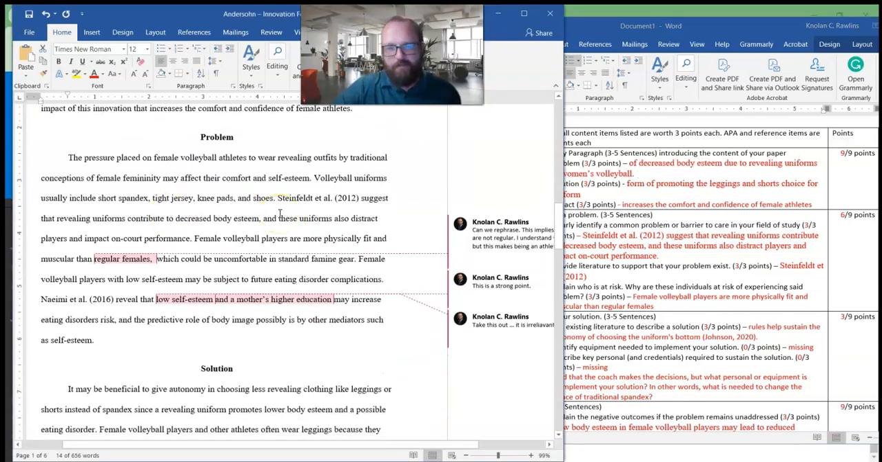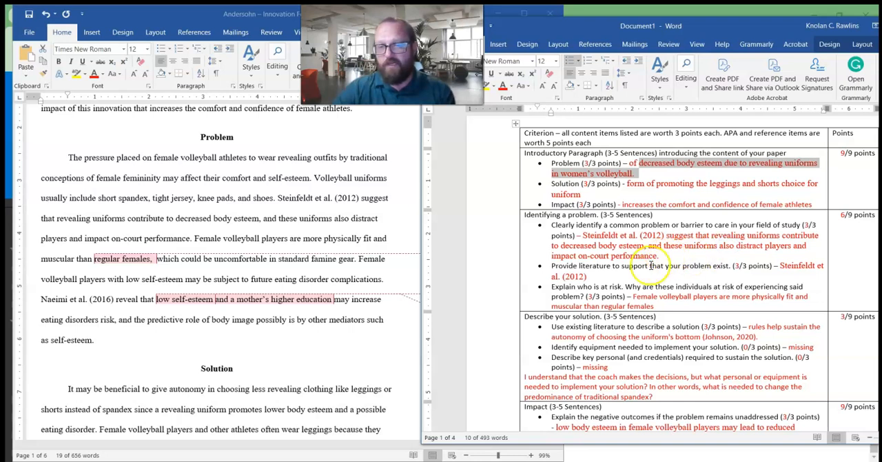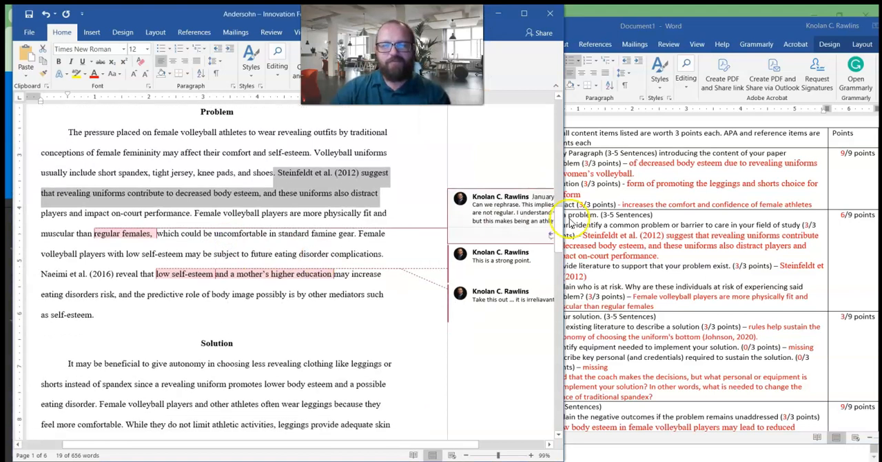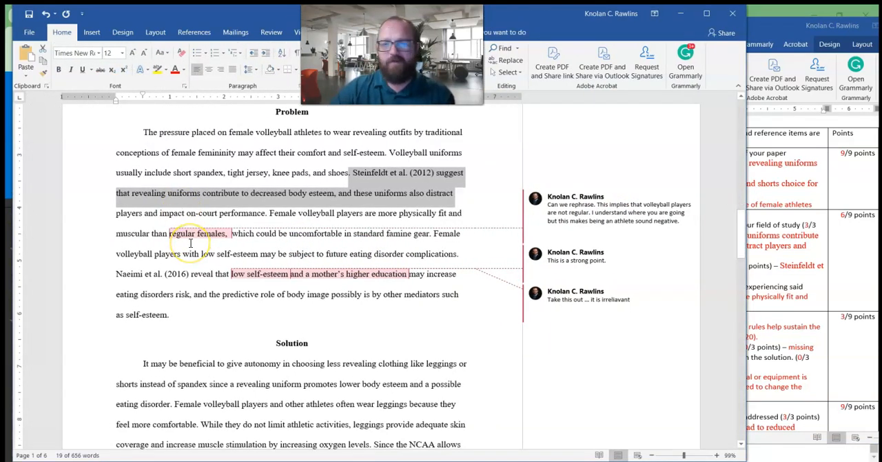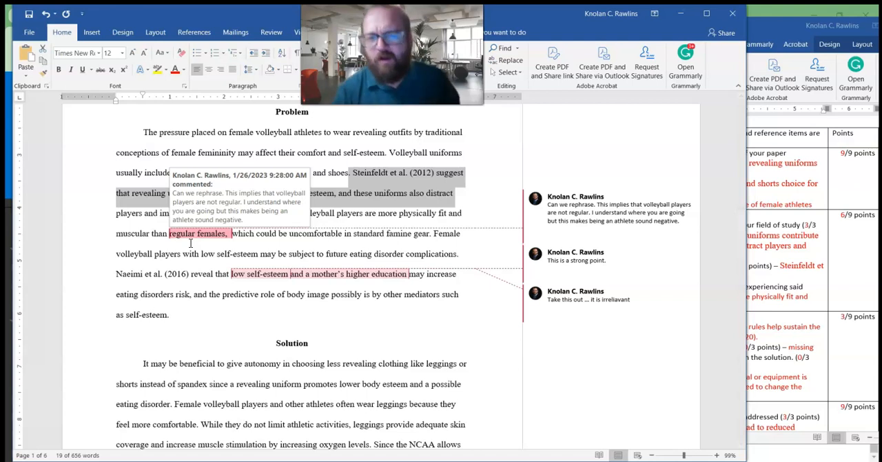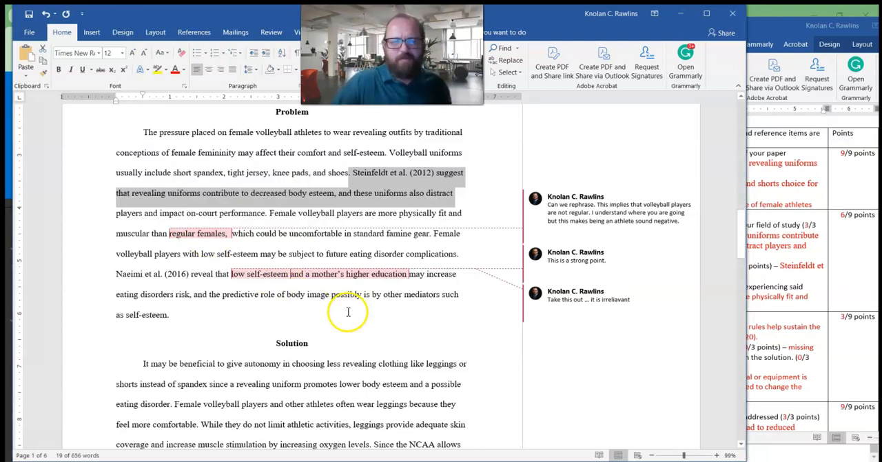So you see I have comments in here, but I'm just going to hit on the things that this student did really well. She had really interesting literature that identified revealing uniforms as decreasing body confidence. So very, very well done here with finding literature, and fairly recent, within the last 12 years, saying that revealing uniforms are a problem. Who is it a problem for? It was for female volleyball players. And then I wanted her to soften this language to talk about regular females. I wanted them to talk about more of the psychological than the physical. Regular is kind of a term that makes me cringe a little bit.